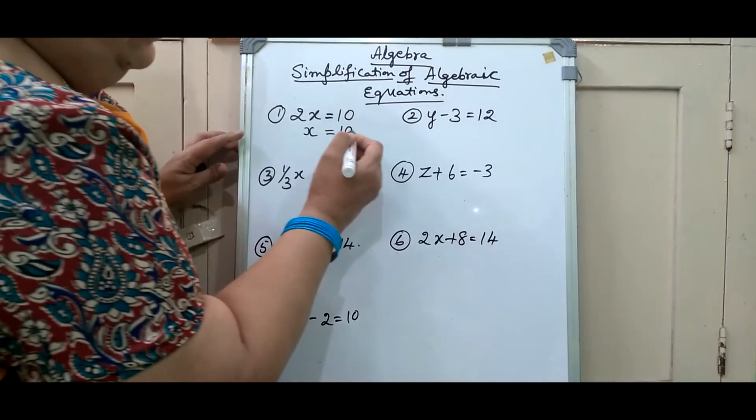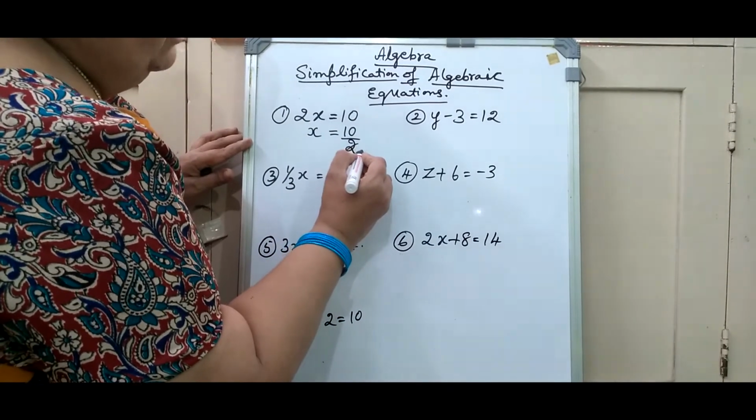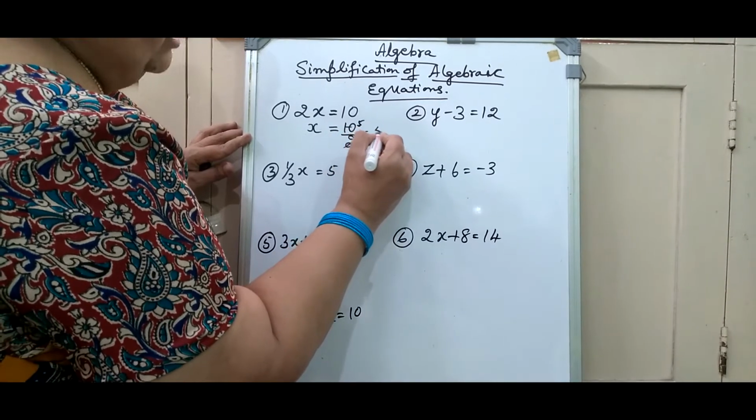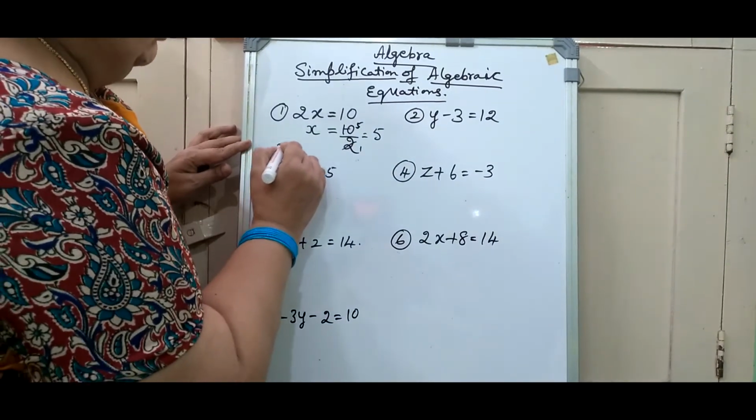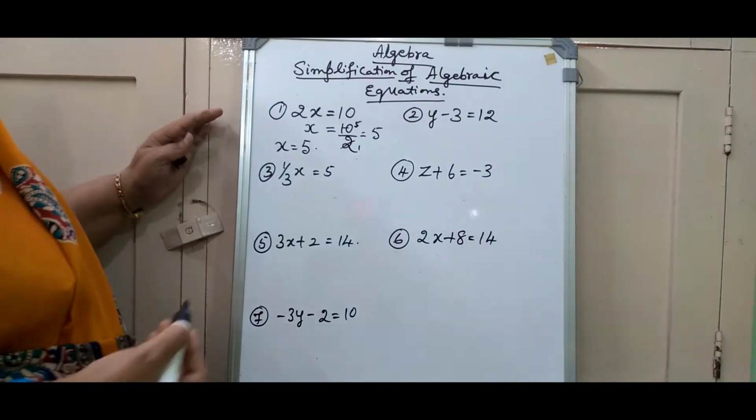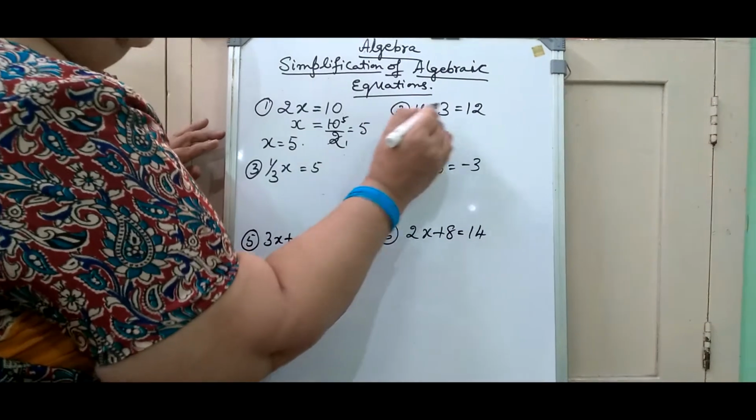x is equal to 10 by 2, and we can cancel the terms. 2 ones are 2 and 2 fives are 10, so this answer will be 5. So x is equal to 5 here. 5 is the answer. Let me consider the next example.